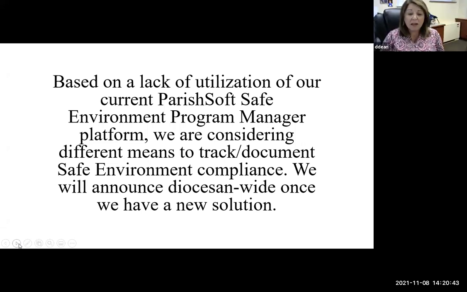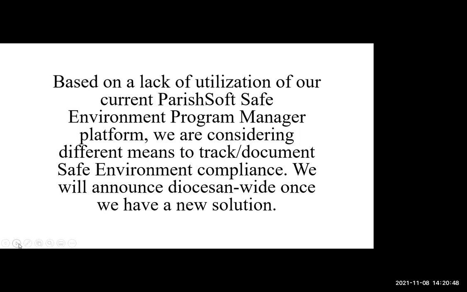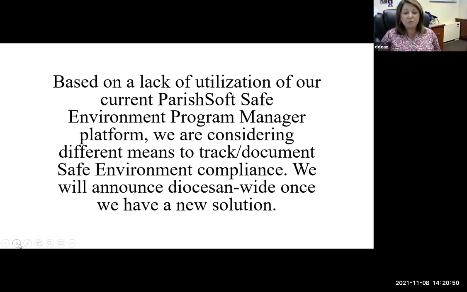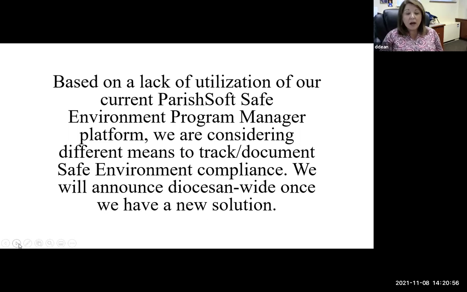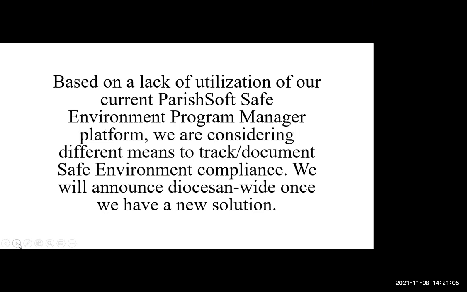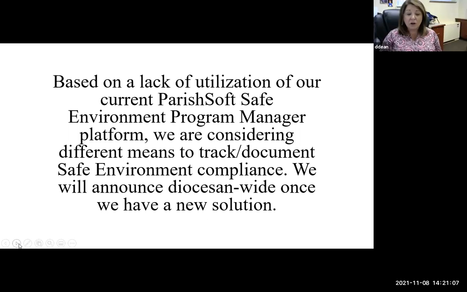But if we're going to have to do new training and do some maintenance to our data, let's make sure that we're using the best product possible. As the slide shows, there was a lot of lack of utilization of Parasoft. This is really important that we're putting these dates into our online system.